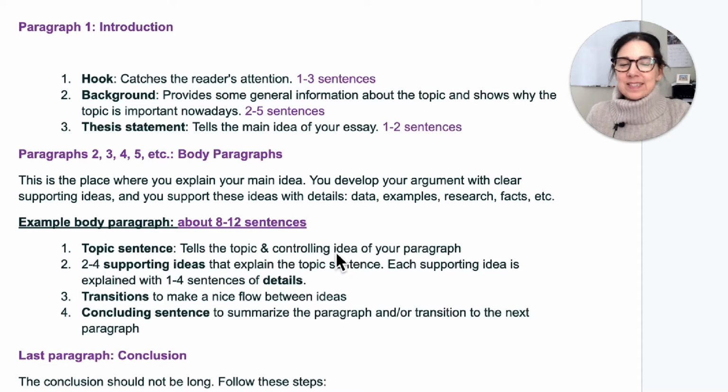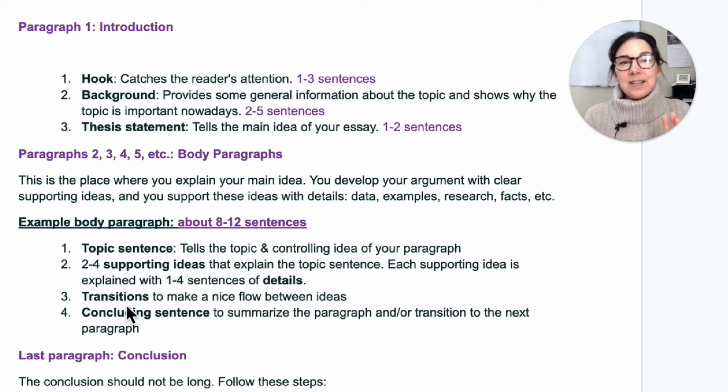After the topic sentence, you should have 2 to 4 supporting ideas in your paragraph, and these supporting ideas explain your topic sentence. Each of those supporting ideas should include details to make them clear.